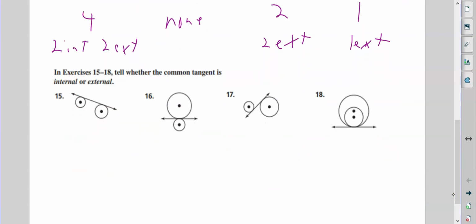15 through 18, tell whether the common tangent is internal or external. Okay, kind of just like it looks. That's outside. Now, this one's tricky because you think, oh, it's in between the circles, but it is outside each circle. It's in between the circles. So this one is internal because in between the circles, and this one is outside the circles.